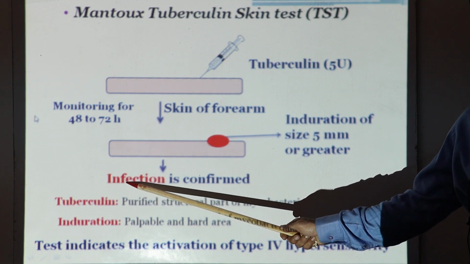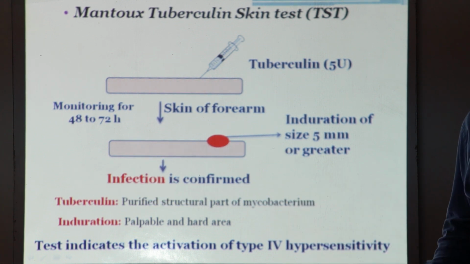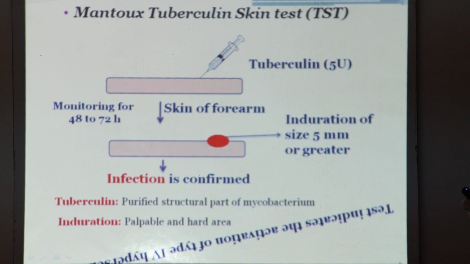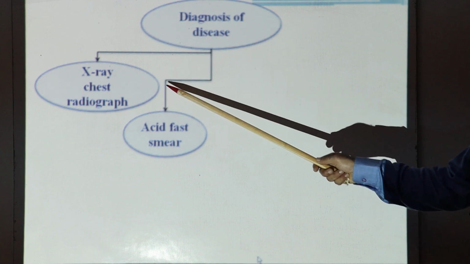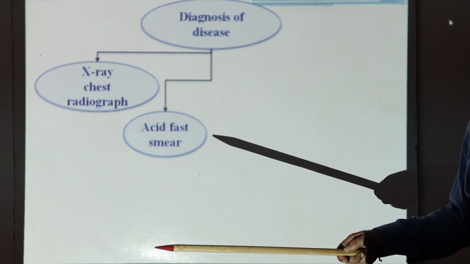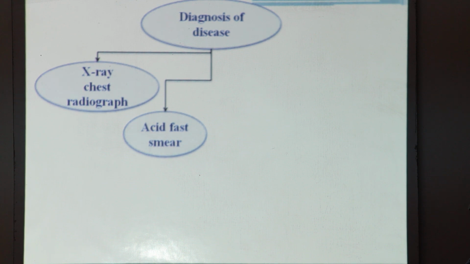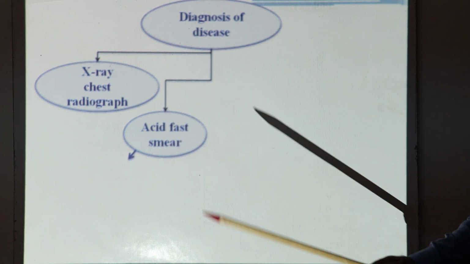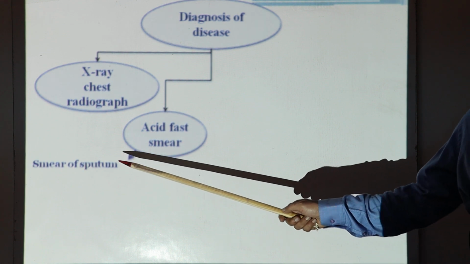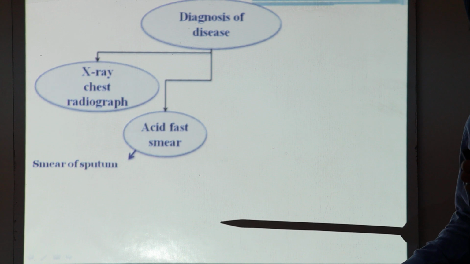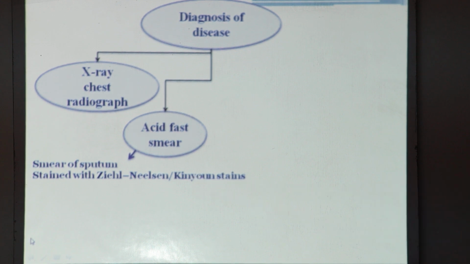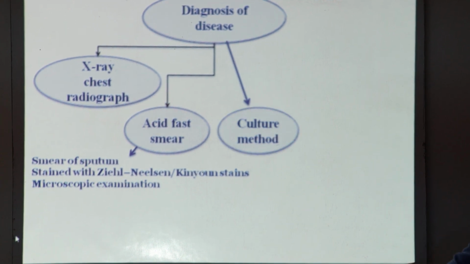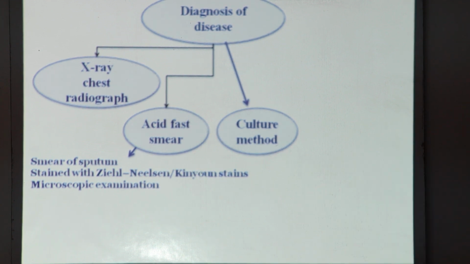If you remember, in my first video on tuberculosis, I told you the difference between the infection and the disease. So now if you want to confirm the disease, then for diagnosis of the disease there are other tests. We can go for X-rays. We take X-rays of the chest, which is a very good test. Then we can go for the acid fast smear. That means you take the sputum that comes out after the cough, make a smear on a slide, then stain with these dyes, as I told in my previous lecture.